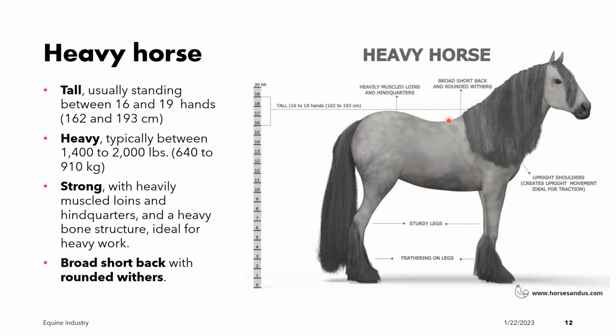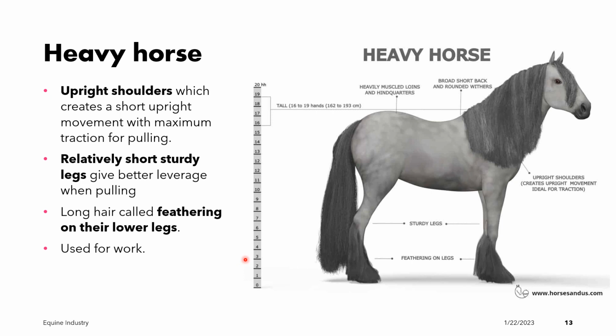In terms of its back, it has a broad, short back with rounded withers. The shoulders are described as upright, which creates a short upright movement with maximum traction for pulling. The legs are relatively short and sturdy, giving better leverage when pulling. So again, this horse is mainly used as a draft horse.